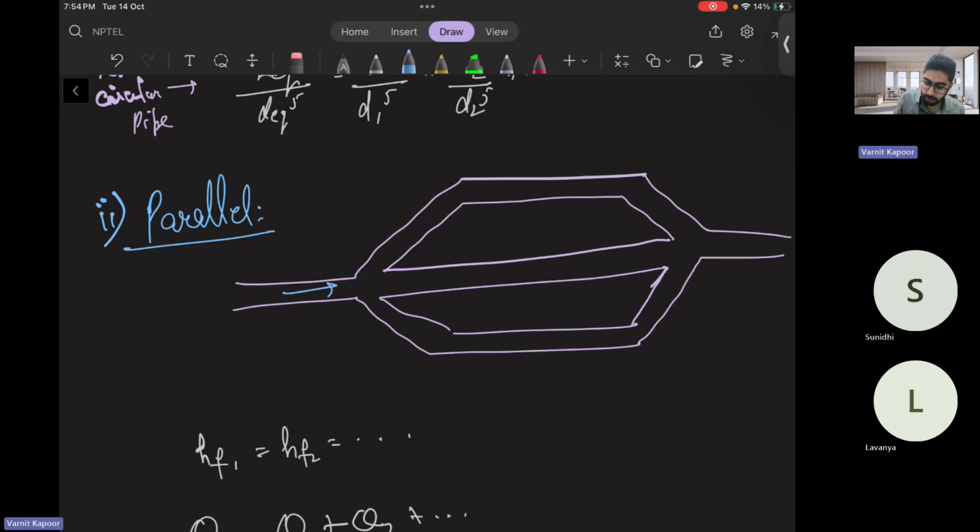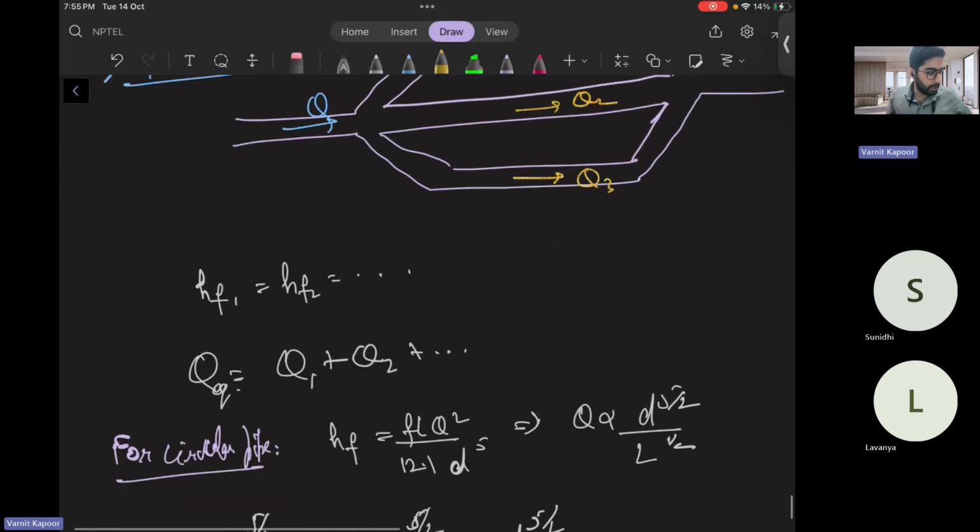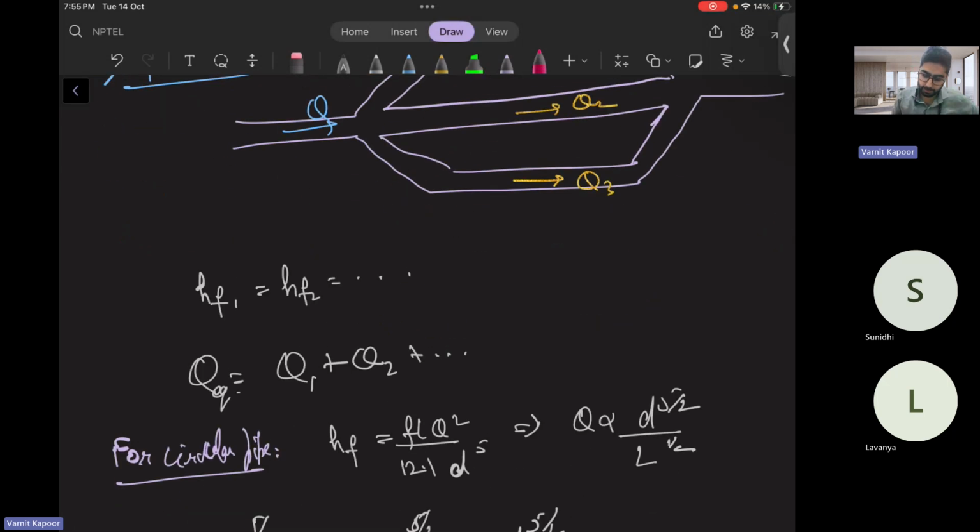So this is like Q, this is Q1, Q2, Q3, passing through the pipes. Okay. Is it clear? I'll just brief a concept of total energy line and hydraulic energy line.